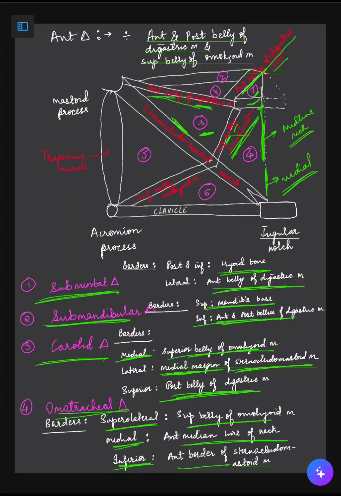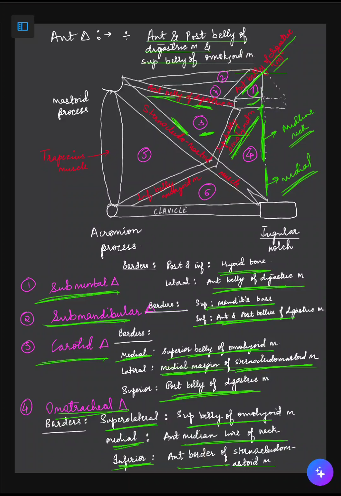Now due to these three muscles, four triangles are forming. Which are those? The submental triangle, submandibular triangle, carotid triangle, and omotracheal triangle. Now the submental triangle: posteriorly and inferiorly the hyoid bone, laterally the anterior belly of the digastric muscle.